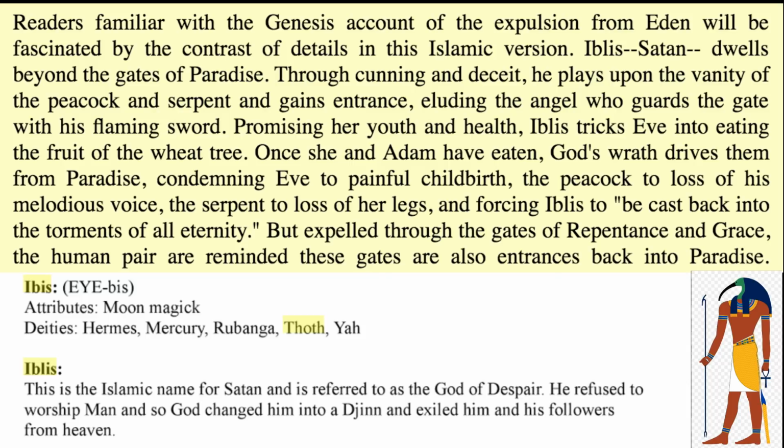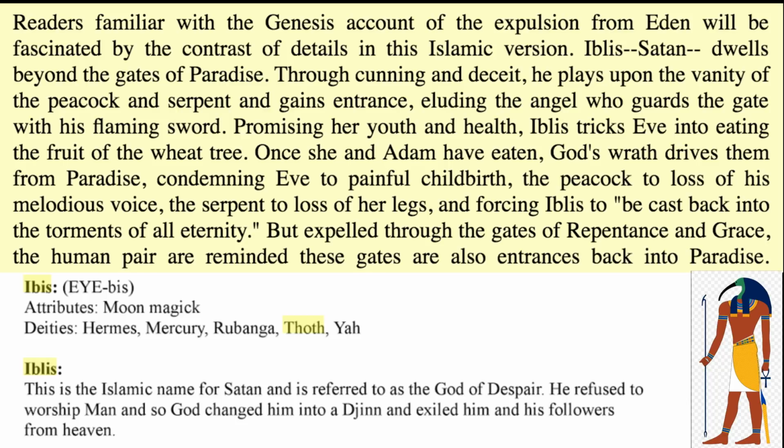But expelled through the gates of repentance and grace, the human pair are reminded these gates are also entrances back into paradise. So you see how the peacock has a very strong story here in correlation to what we're studying, as you know, something to do with Satan. He messed up. He let Satan in. He helped Iblis get in, whoever this Iblis is, because it's not serpent yet, as we have been taught, because right here they're separated, right?